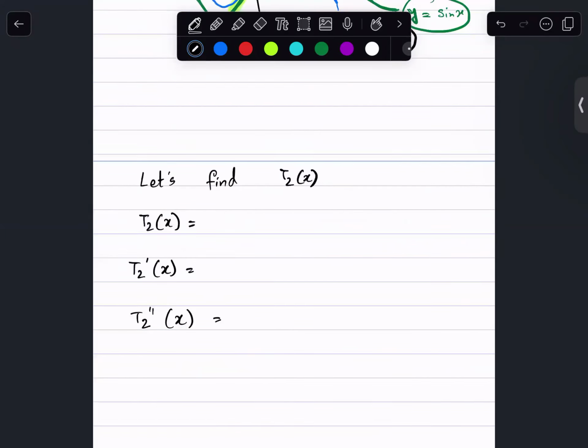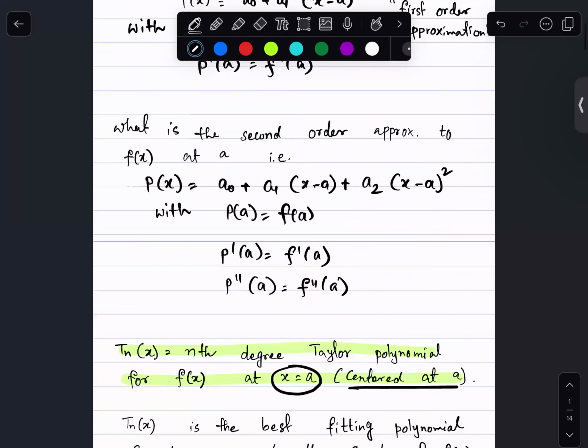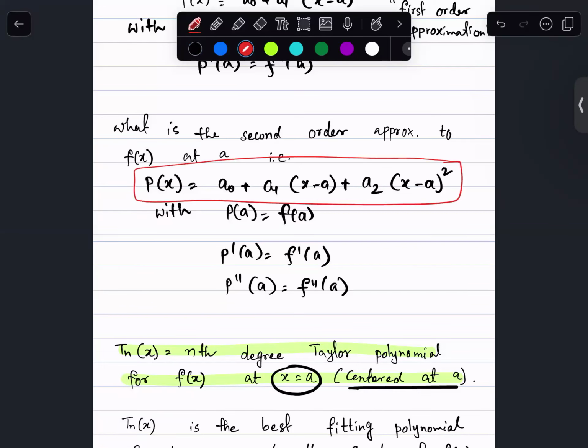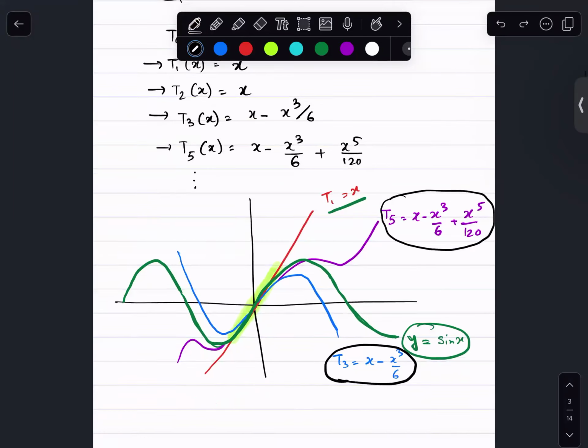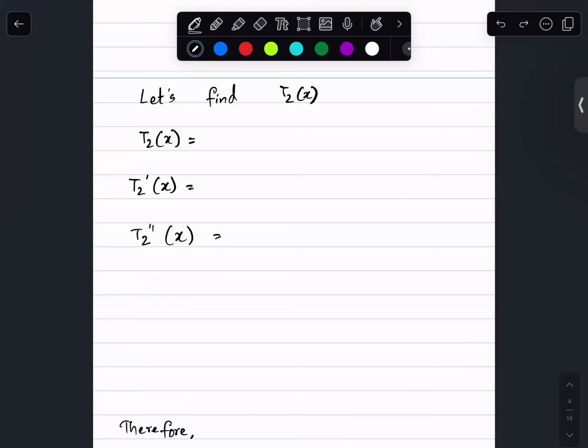Now, I know that T2 is something like this. It should have degree 2 in terms of x, and it should also satisfy these 3 conditions. But what is exactly T2(x)? Let us find that. I know that T2(x) is a0 plus a1(x minus a) plus a2(x minus a) squared, right?